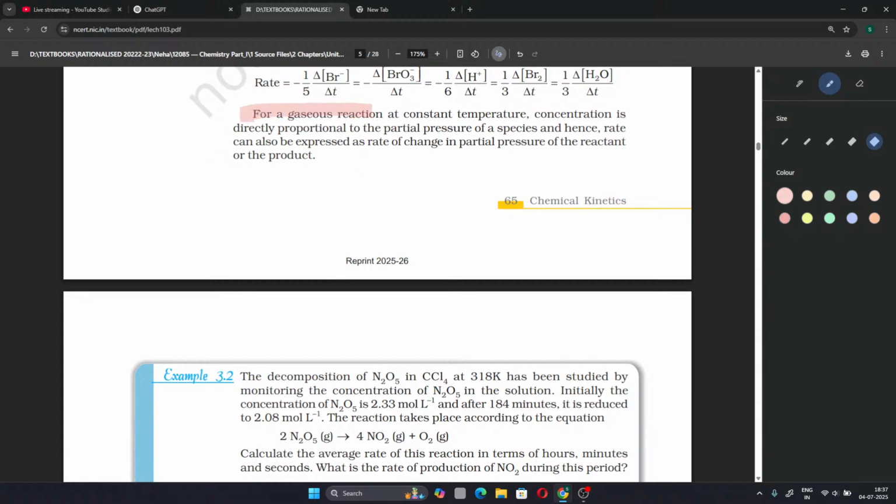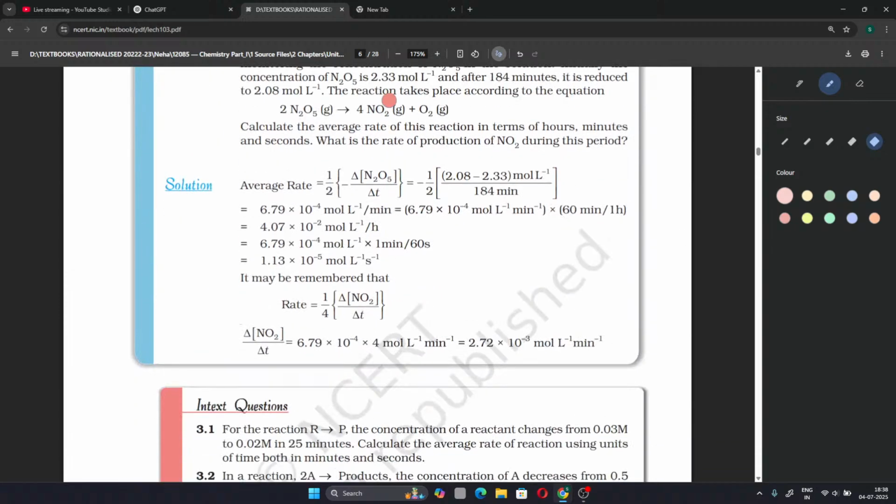For gaseous reaction at a constant temperature, concentration is directly proportional to the partial pressure of species, and hence the rate can be expressed as a rate of change of partial pressure of reactant or the product. Basically they are saying for a gaseous reactant, at a condition of constant temperature, the concentration of the gaseous reactant is directly proportional to the partial pressure of the species. Higher the partial pressure, higher the concentration, and the same reaction we can write in terms of partial pressure as well. That is what they said in that statement.